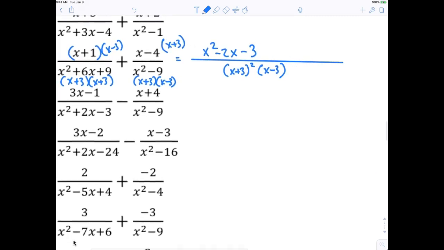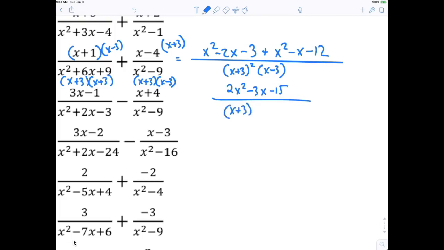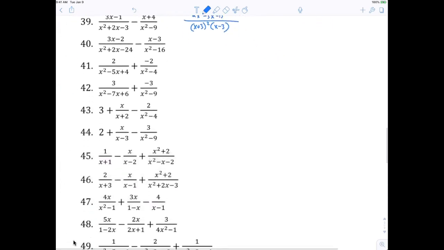All right, so multiply the second one. What do we get? Plus x squared minus x minus 12. Any issues with that? And now it's just combining terms. So when I combine terms, what do I get? Very, very easy. Anybody have any issues?